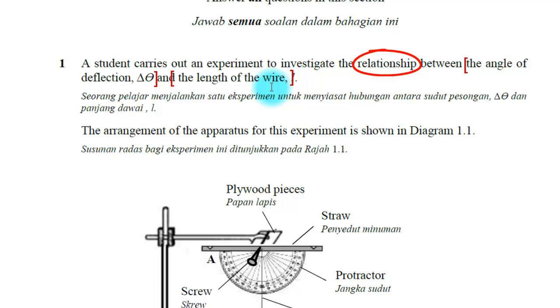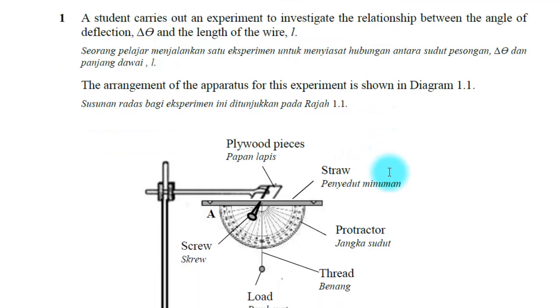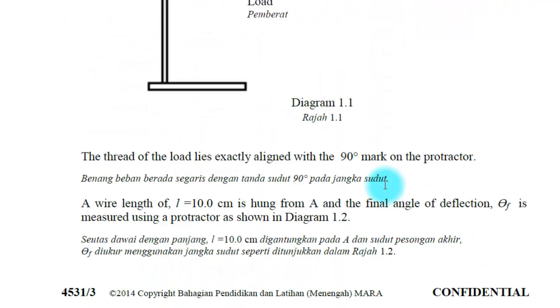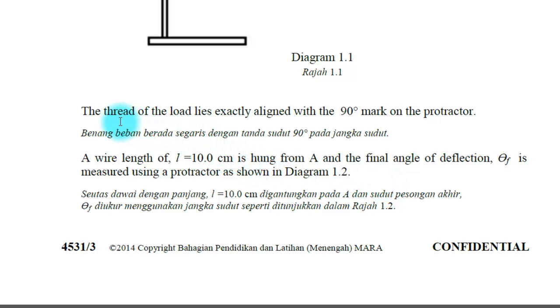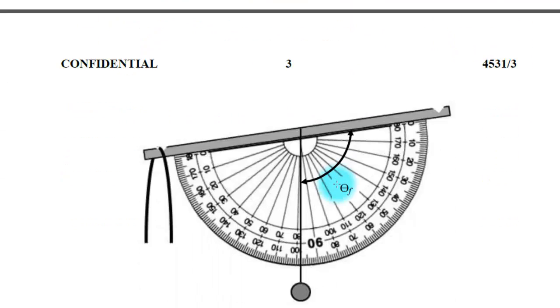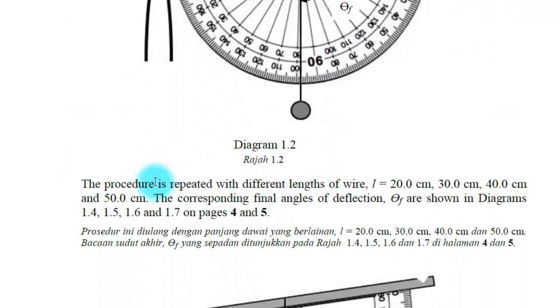But to confirm which one is your manipulated variable, do further reading, search for the word repeated and circle it. So where is the repeated? Look at this. The procedure is repeated. So circle the word repeated. And the one that is repeated will confirm your manipulated variable. Which means the length of wire L is your manipulated variable.